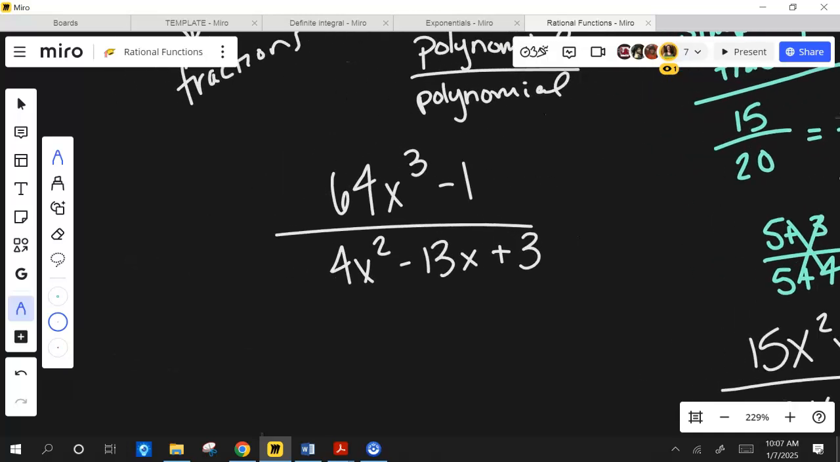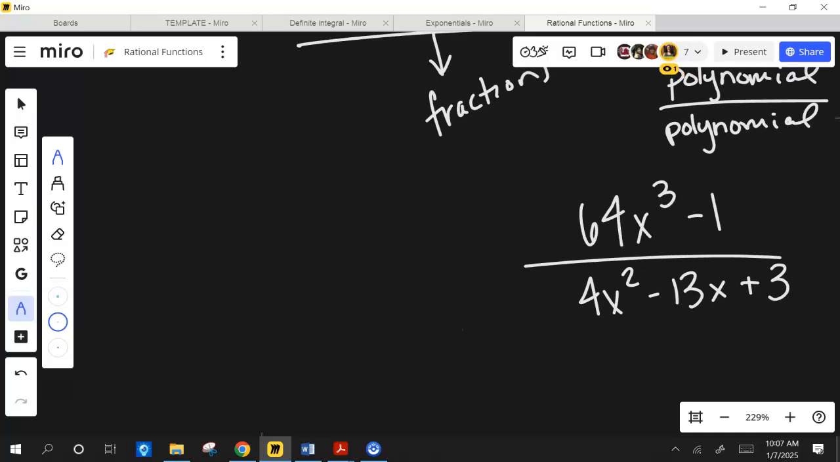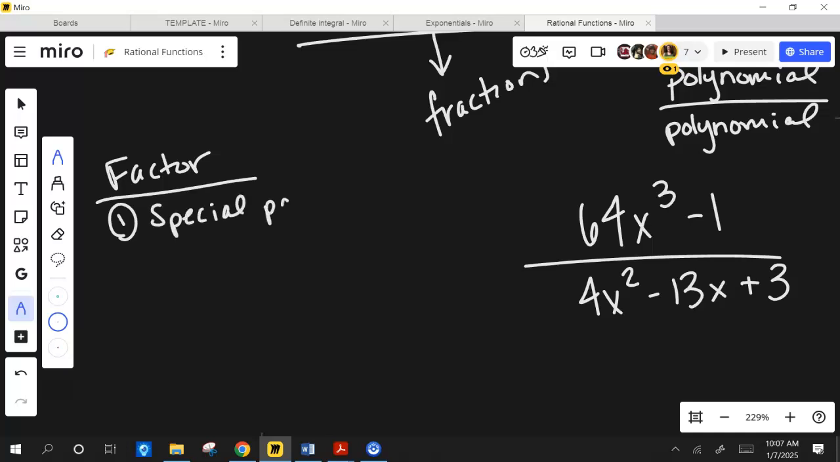Your key to difference of cubes is going to be your factoring skills. Okay, so let's rewind back for just a second. When we factor, we look for several things. The first thing we look for is a special pattern. There are several special patterns that we talked about in Algebra 2 extensively.